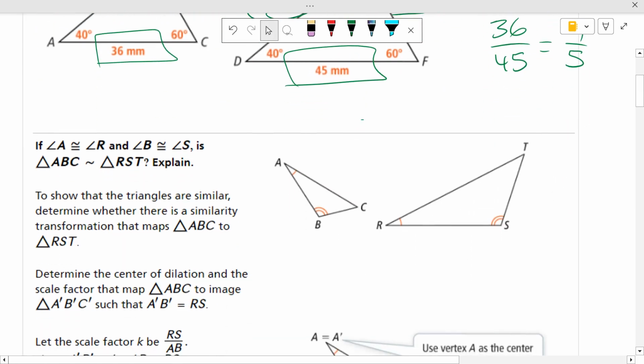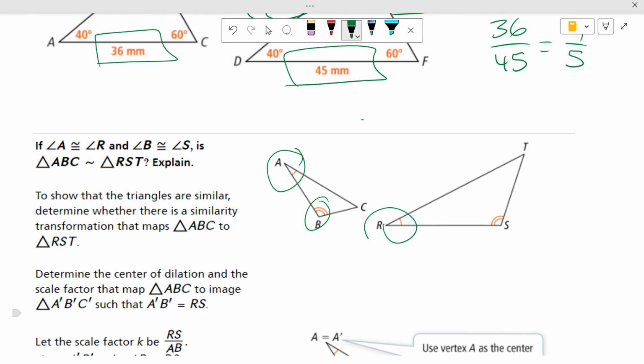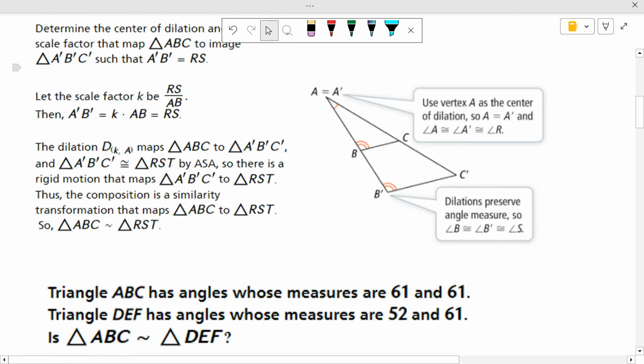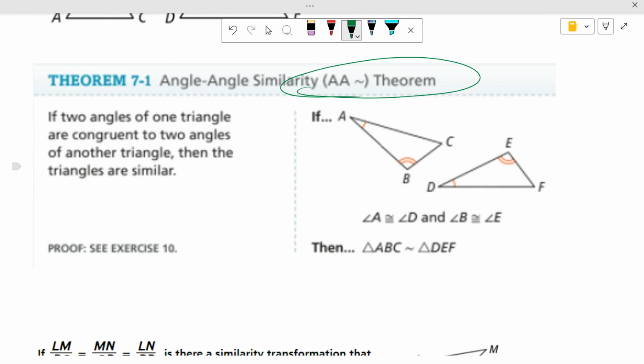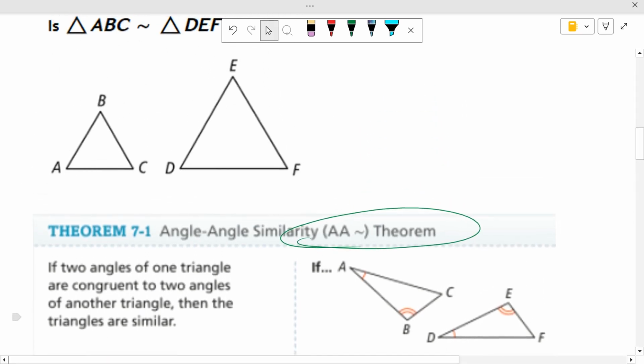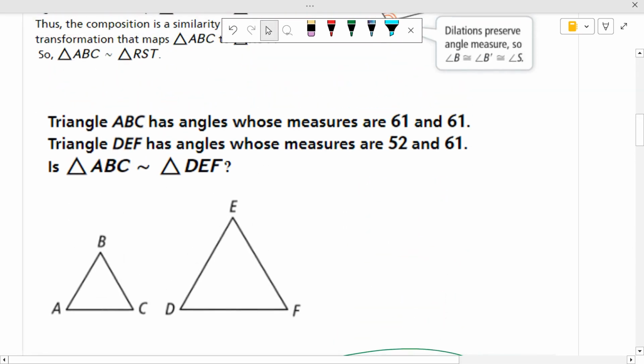Okay. So would these two be similar to each other if we know just two angles? And the answer is yes. All you need to know is two angles, and it's called the angle-angle similarity theorem. So if you know two angles of one triangle are congruent to two angles of another triangle, that's all you need to say that things are similar. Otherwise, everything else is proportional. All the sides will be proportional if you know two angles are congruent.